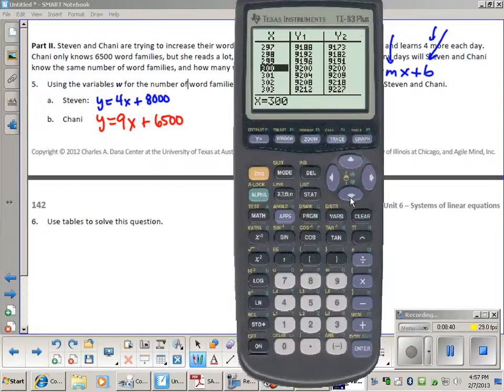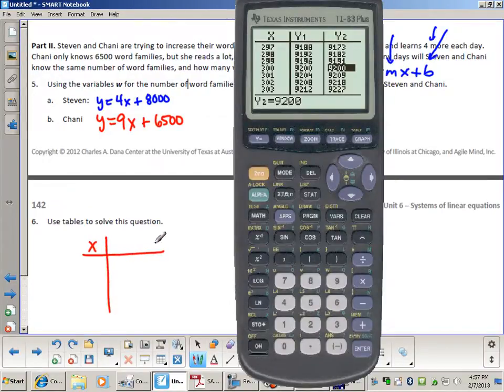So the table solution here is the place in the table where we know they're going to be the same value. That's not going to happen at 299. Look at 299: Steven knows 9,196 words. This guy, Chani, knows 9,191 words. But at 300, they're both knowing exactly 9,200 words. So that's going to be our solution.